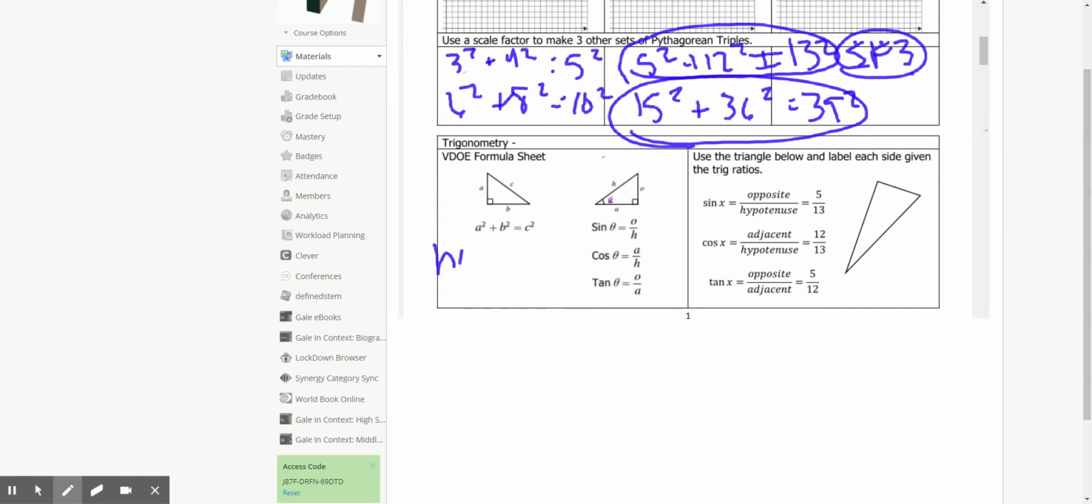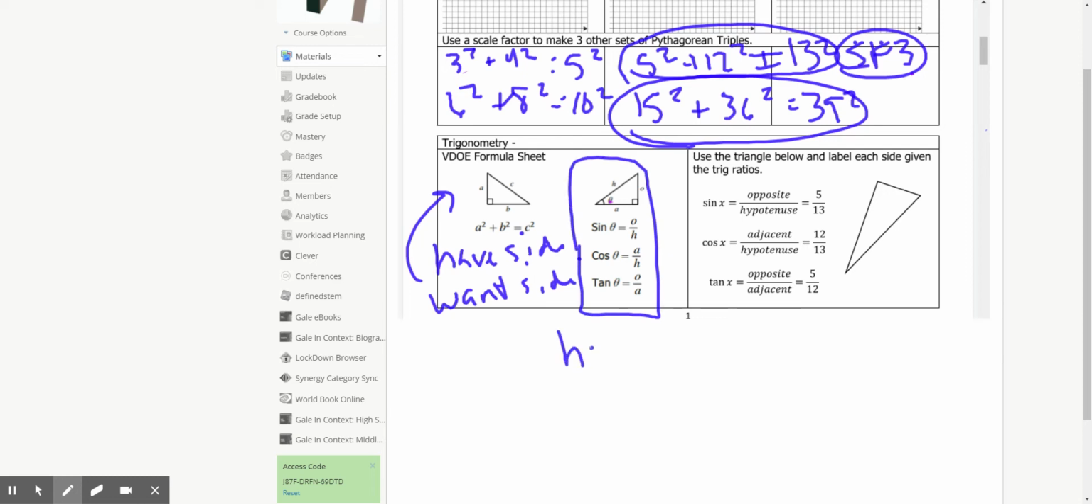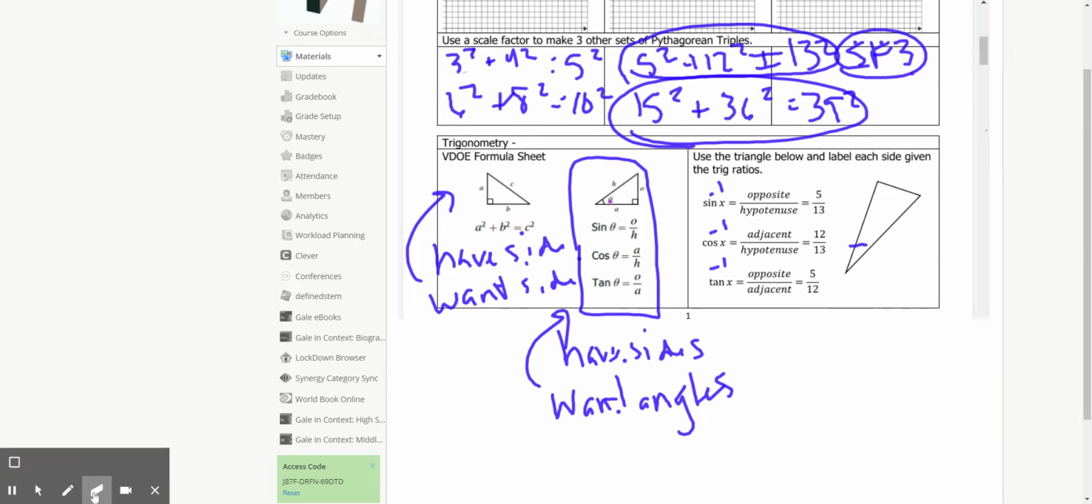A couple more things for notes. Remember, if you have sides and you want sides, you're going to use Pythagorean theorem. If you have sides and you want angles, you're going to use trig. And there should be little negative ones in here, right? The negative one is like the little degree symbol. If you're looking for the degrees, then you're going to use inverse trig. Let me erase this for a second.